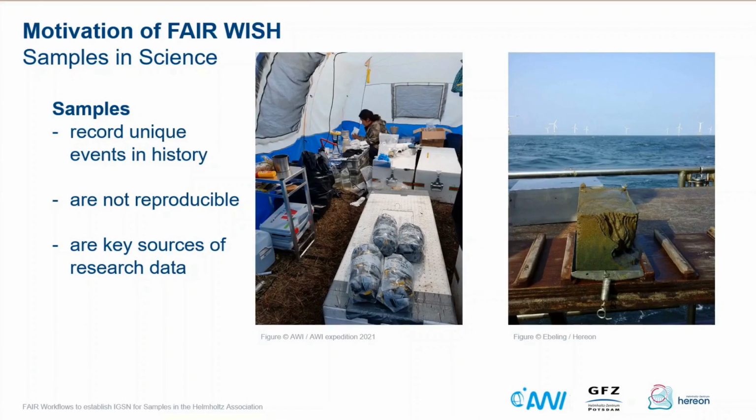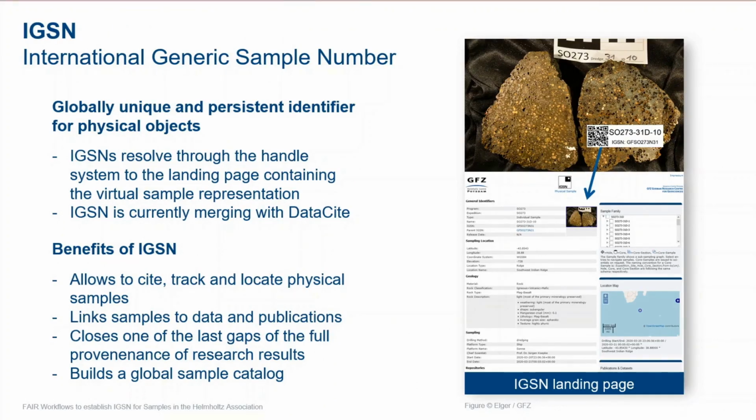The motivation of the Färbisch project is to provide information on physical samples in the Geo-Bio domain following FAIR principles. The samples are unique, non-reproducible records and key sources of research data. Preserving this information in a dedicated space helps to make samples usable for a long time with minimized loss of information. The IGSN is such a space, as it provides a globally unique and persistent identifier for sample description, allowing us to cite, track, and locate samples.